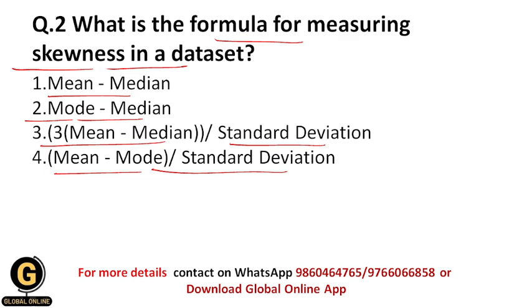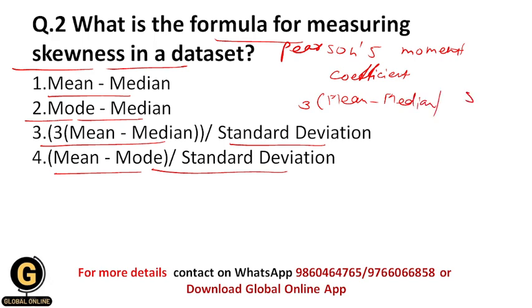So students, the common measure of skewness is Pearson's moment coefficient of skewness. The measure of skewness is called Pearson's moment coefficient of skewness, and the formula is 3 in bracket mean minus median upon standard deviation. That's why your correct answer should be 3, that is, 3 under bracket mean minus median upon standard deviation.